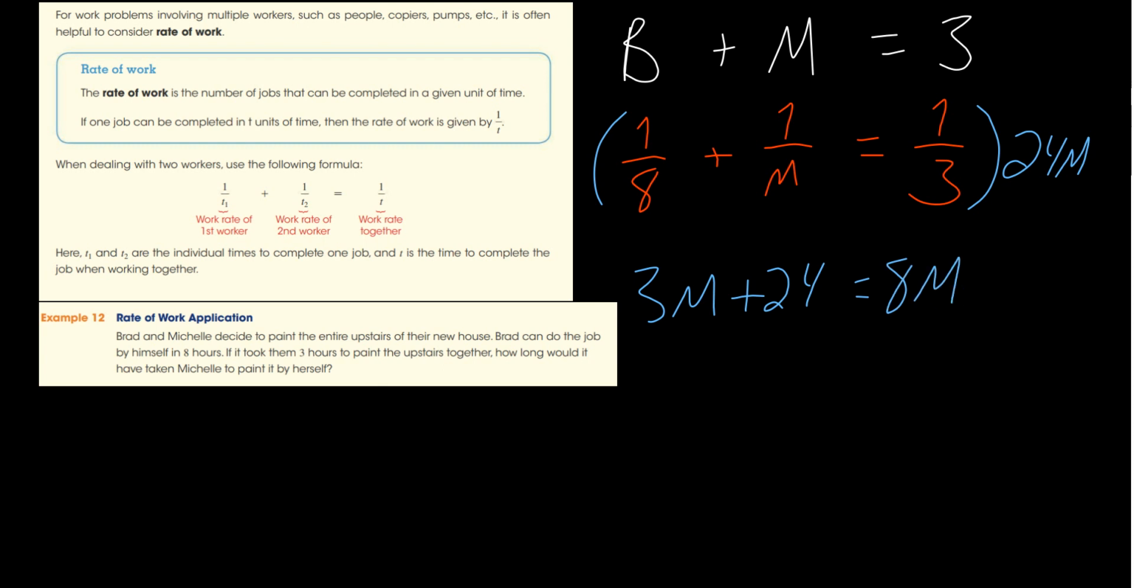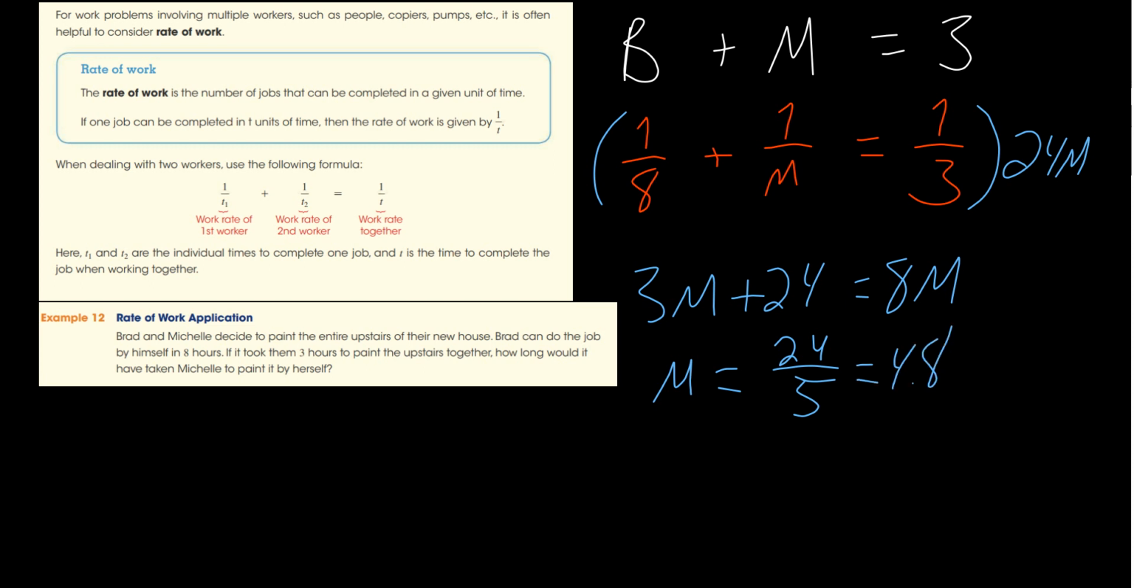Okay, and if I solve for m, I get 24 fifths. Okay, so we can't just leave it as 24 fifths, right? If somebody asks you, hey, how long till you get here, and you say 24 fifths hours, they're going to hang up on you, right? So that would be 4.8 hours.